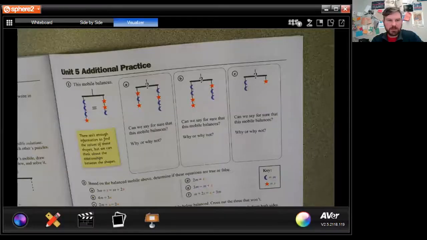All right, welcome back. We're going to get started on the unit review. So we've gone through all the lessons in Unit 5, and now I'm going to work through the Unit 5 additional practice, which is what I use for the review. And this starts on page 49. So if you want to jump over to page 49, I will get started on the review.